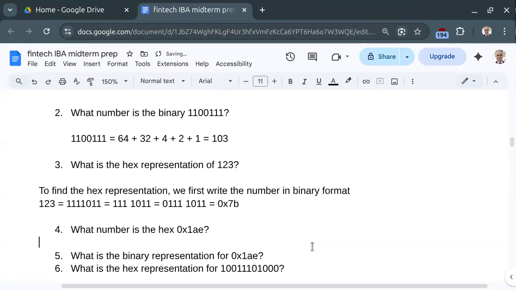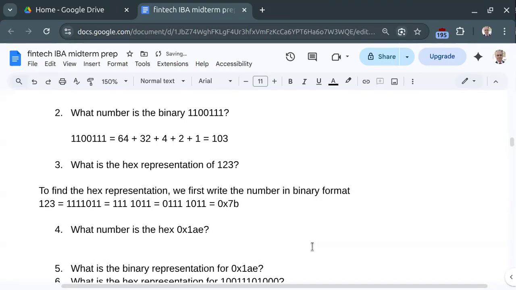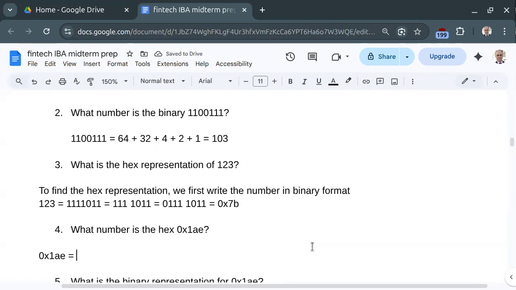The next type of problem is basically to go from a hexadecimal to its decimal representation, right? Previously, in problem number three, we went from the decimal representation to the hexadecimal. Now we want to do the opposite. We want to go from hexadecimal to decimal. Okay? So I'm writing the hexadecimal first: 1AE. Okay, so how am I going to do that?